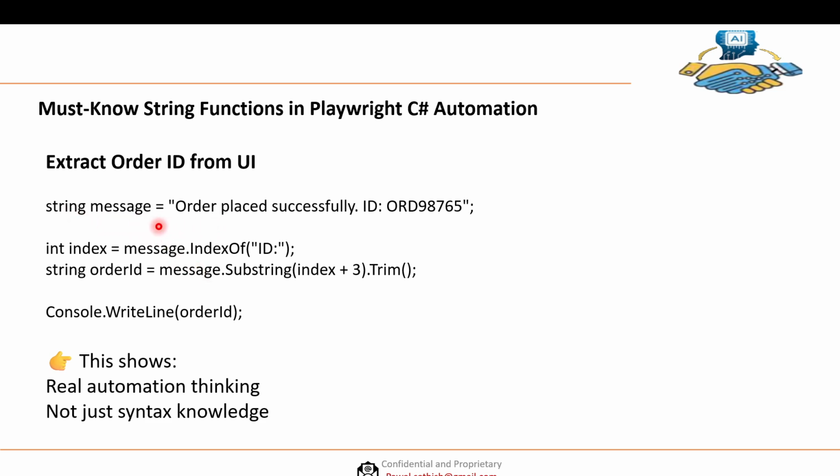So first we need to store the value in a string. Then we need to use the string dot IndexOf. So in this case, message dot IndexOf ID. Okay, then it will return the position of the index. Then using Substring, okay, we need to print the remaining part like message dot Substring index plus 3 and the Trim. So Trim will remove the unwanted spaces, and after that we'll print the order ID. Okay, so knowing just the syntax is of no use. We need to use multiple functions in one method, then it's useful.